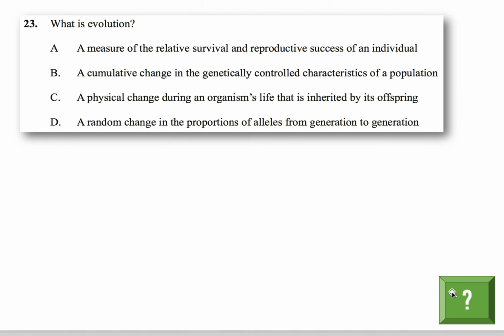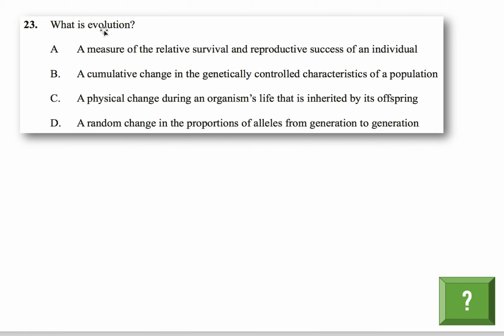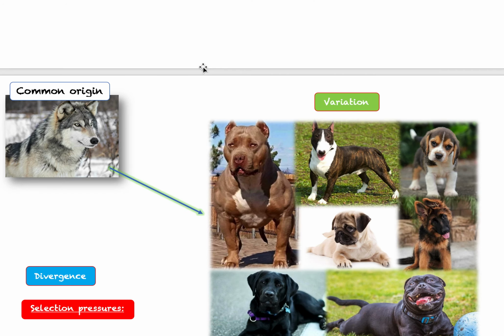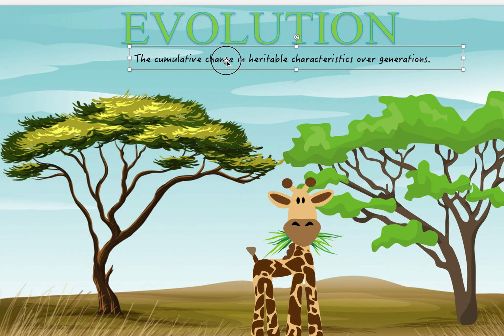Okay, now here's a simple one. What is evolution? Again, I emphasized this before. It is very much worth it to just remember the definition of evolution. They pretty much put it in here the exact same way you get taught. If I show you here in the video I made, you can see the definition is just straight from the book: the cumulative change in heritable characteristics over generations.